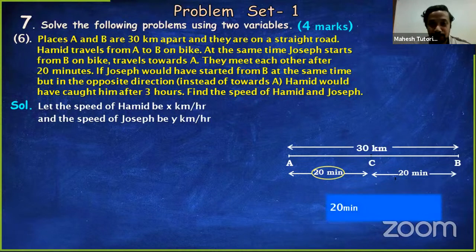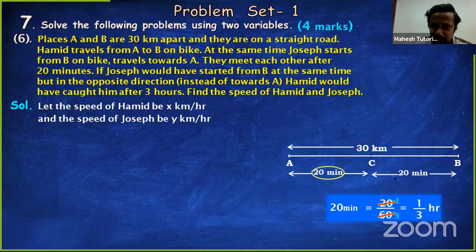So in that case, students, 20 minutes is equal to, if I have to convert minutes into hours, then we divide by 60. So in that case, students, 20 minutes would be equal to 20 upon 60 hours. If I do the cancellation, 20 ones are 20, 20 threes are 60. So it becomes 1 upon 3 hours. So remember students, 20 minutes is equivalent to 1 upon 3 hour.